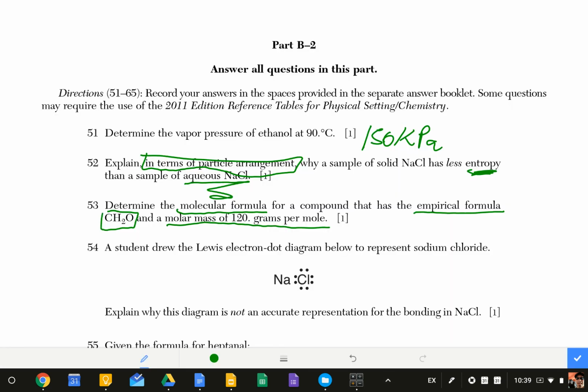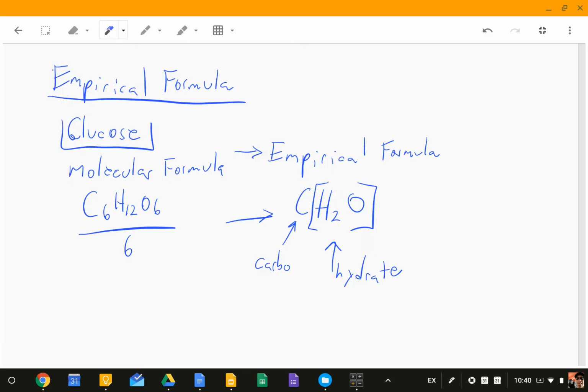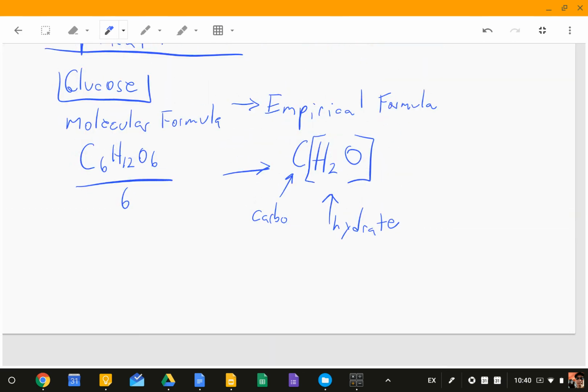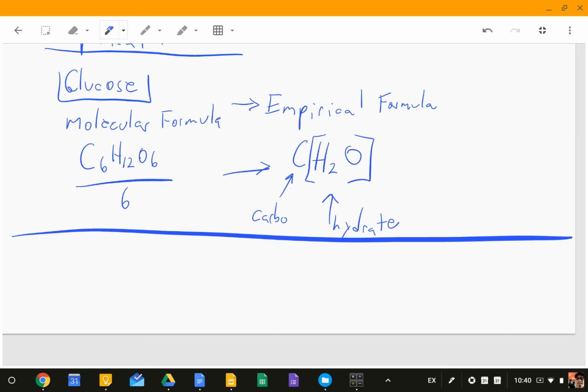They give us an empirical formula of CH2O and a molar mass of 120 grams per mole. So what about the molar mass? That's the mass of all the elements added up in the chemical. So they gave us the empirical formula, CH2O, and the molar mass is 120. So I'm going to find the mass of CH2O. I'm going to go to the periodic table.